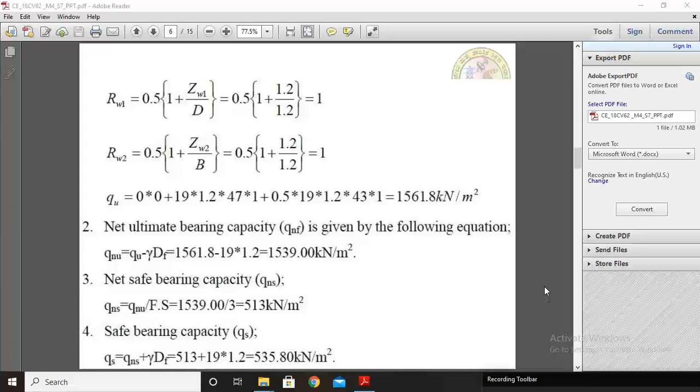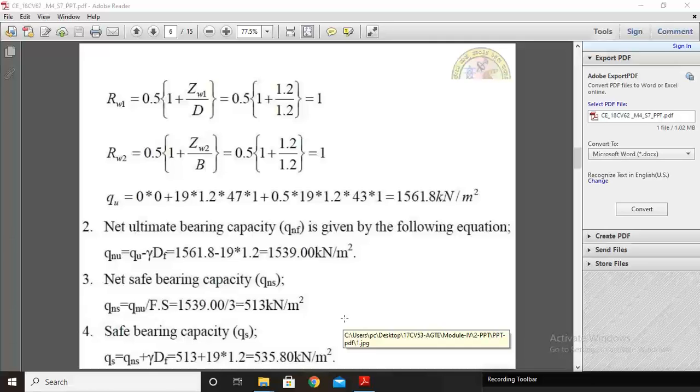Next, step number 2, net ultimate bearing capacity is given by the following equation, that is net ultimate bearing capacity equals ultimate bearing capacity minus overburden pressure, that is gamma into Df. Now substitute the values in the equation, so we are getting 1539 kilonewton per meter square. Then you calculate net safe bearing capacity, given by net ultimate bearing capacity divided by factor of safety. Now substitute the values. Net ultimate bearing capacity is 1539 divided by factor of safety 3. So the answer is 513 kilonewton per meter square.